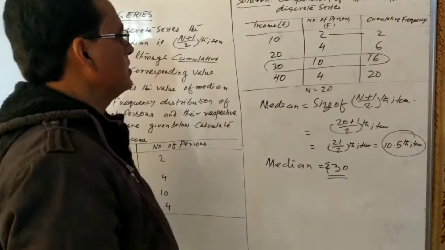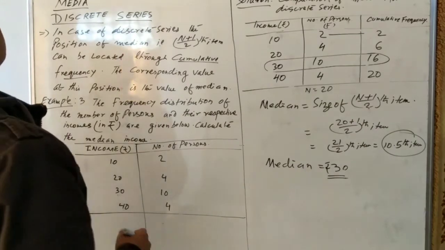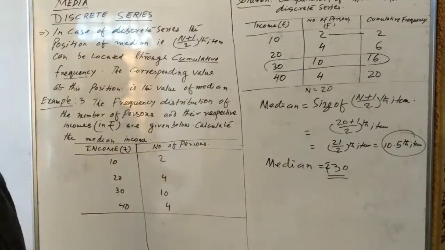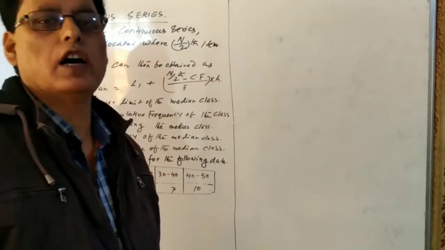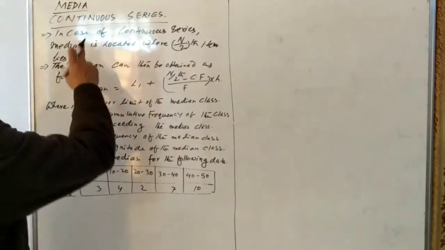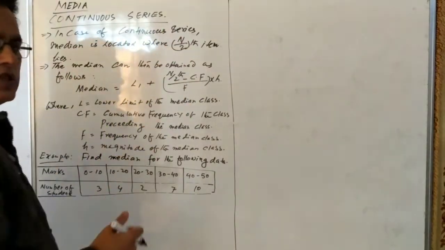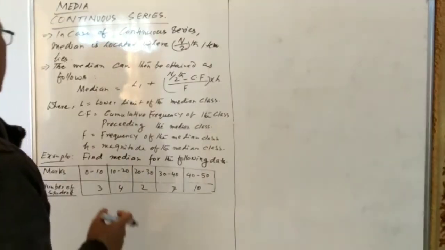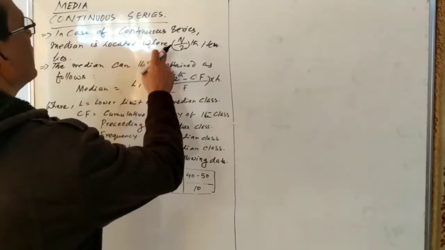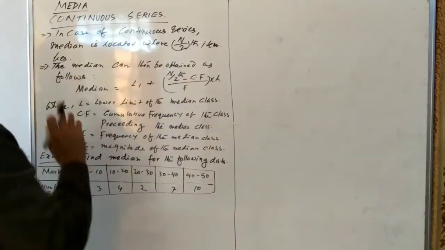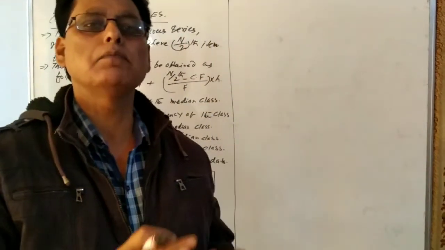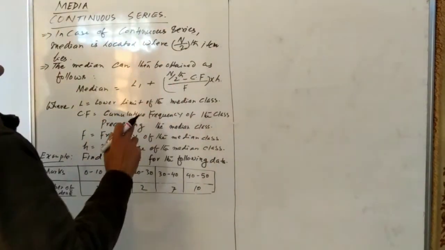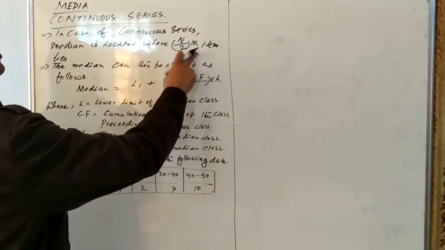Let us see the calculation of the median for continuous series. When continuous series are given, how can we compute the median value? In case of a continuous series, meaning grouped data, the median is located where the n upon 2th item lies. Not n plus 1 divided by 2th item as in the previous discrete series.